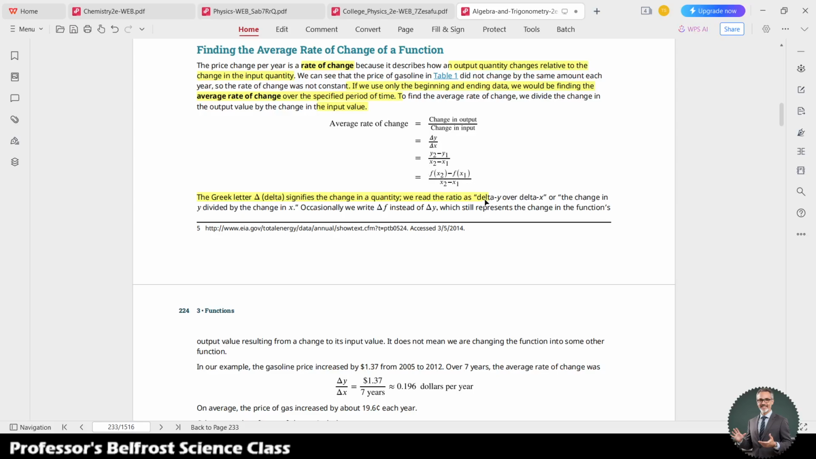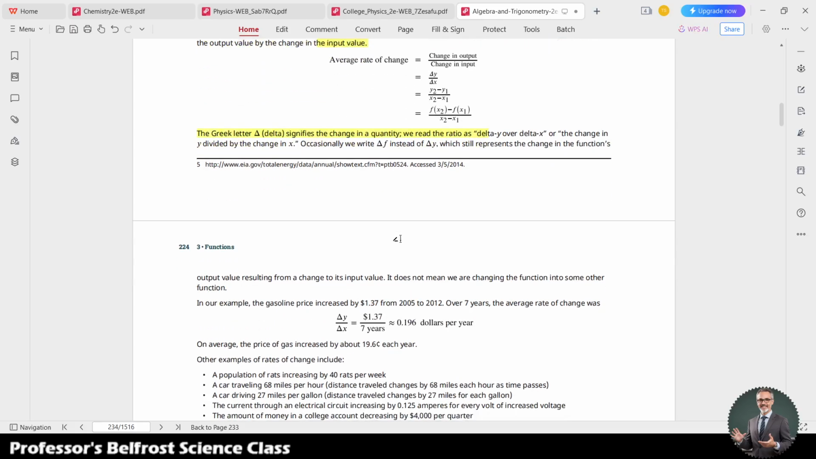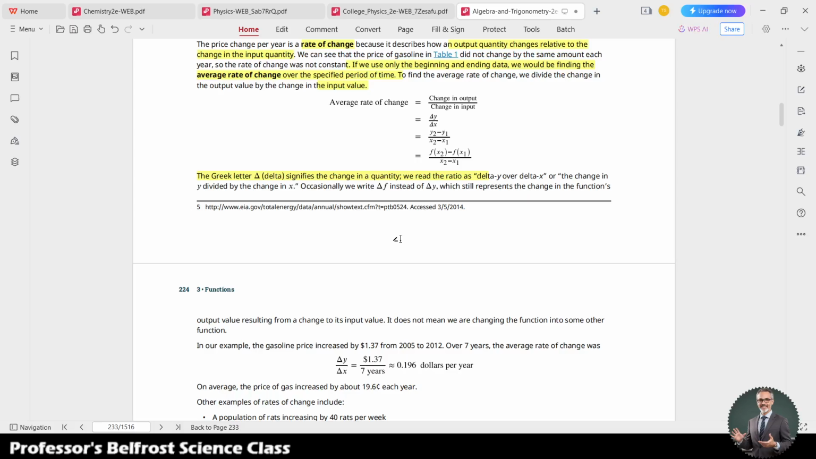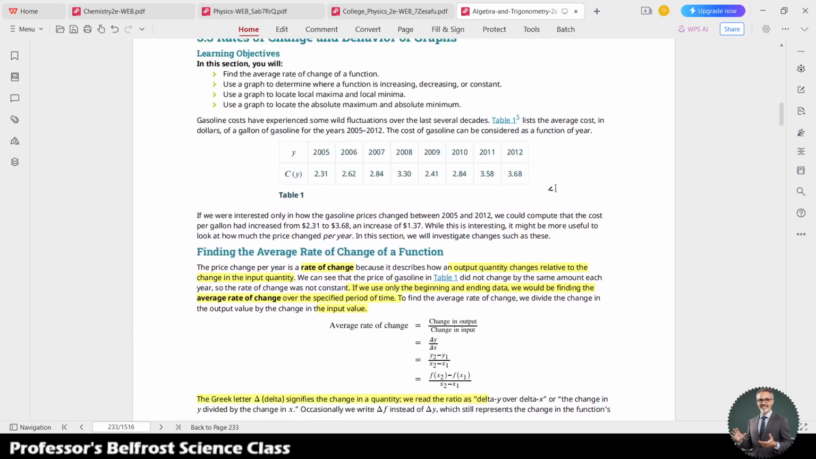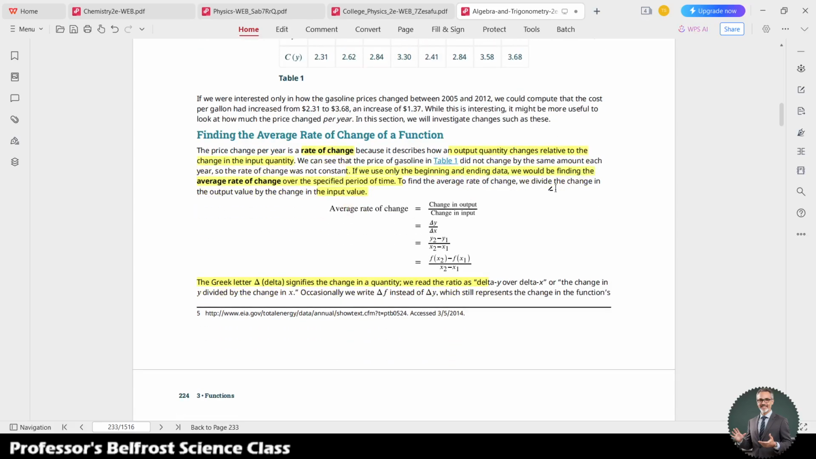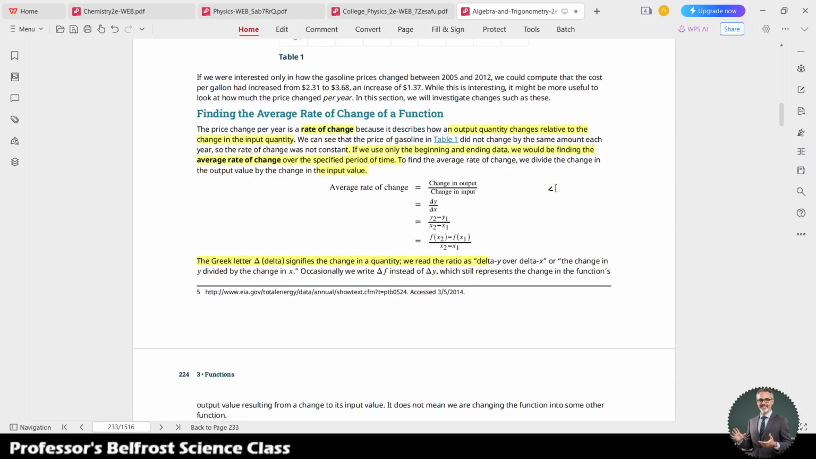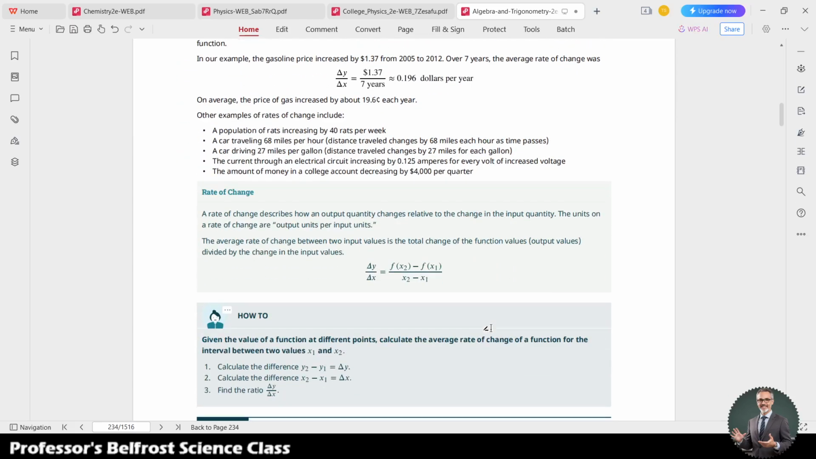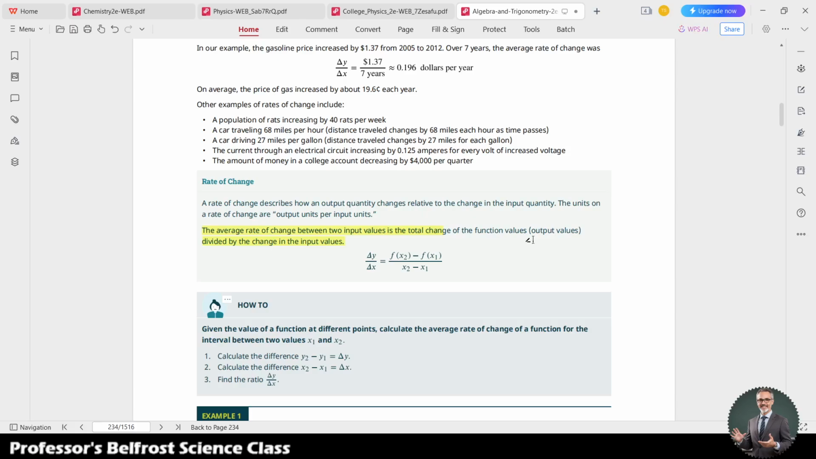This is delta y, so delta y over delta x: the change in y divided by the change in x. Occasionally we write delta f instead of delta y, which represents the same meaning. For example, for this one, from 2005 to 2012, the rate of change is (3.68 minus 2.31), about 1.37, divided by 7. So the rate of change can be calculated using this formula.